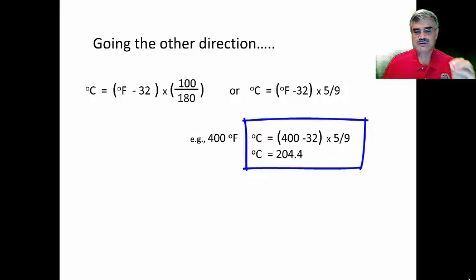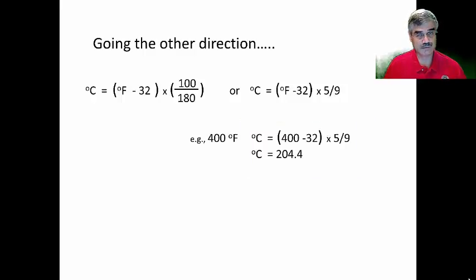So the temperature in Celsius that we need to set our oven to is going to be the temperature in Fahrenheit that we want to achieve, 400 minus 32 degrees, times the factor 5/9. And when we do the math, it tells us that we will need to set that oven to 204.4 degrees in order to achieve a temperature of 400 degrees Fahrenheit.